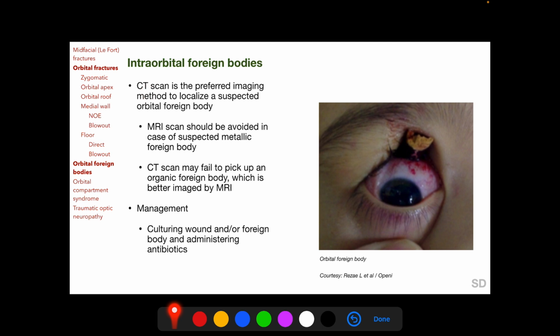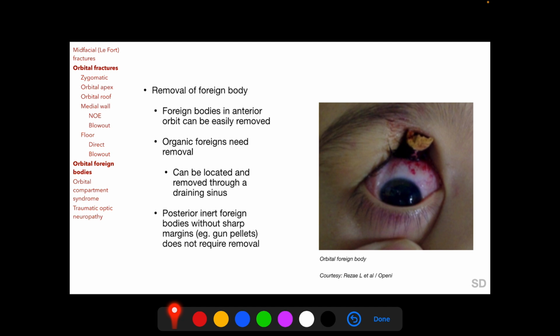CT scan is the preferred imaging method to localize a suspected orbital foreign body, and an MRI scan should be avoided in case of suspected metallic foreign body. However, a CT scan may fail to pick up an organic foreign body, which may be better imaged by MRI. Management of an orbital foreign body includes culturing the wound and/or the foreign body and administering antibiotics, followed by removal of the foreign body.